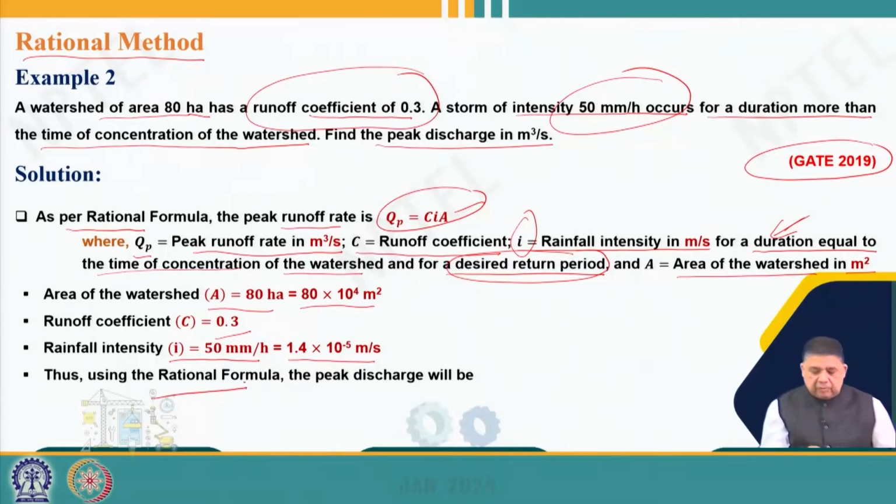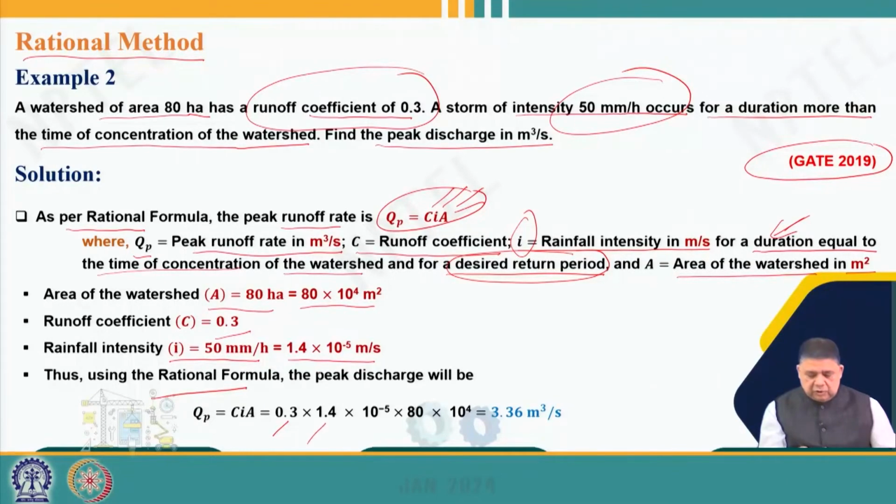So, using the rational formula, because now we know C, I and A, by putting the values of C equals 0.3, I equals 1.4 into 10 to the power minus 5 and A as 80 into 10 to the power 4, we can calculate the value of QP, which comes out to be 3.36 cubic meter per second. So, for the given data for the watershed, the peak runoff rate is 3.36 cubic meter per second using the rational method.